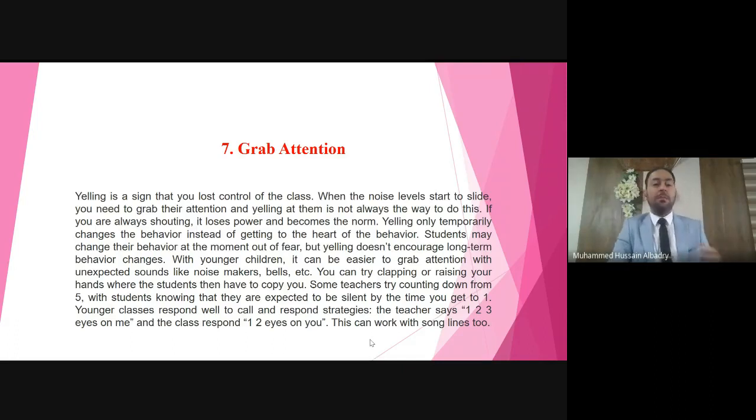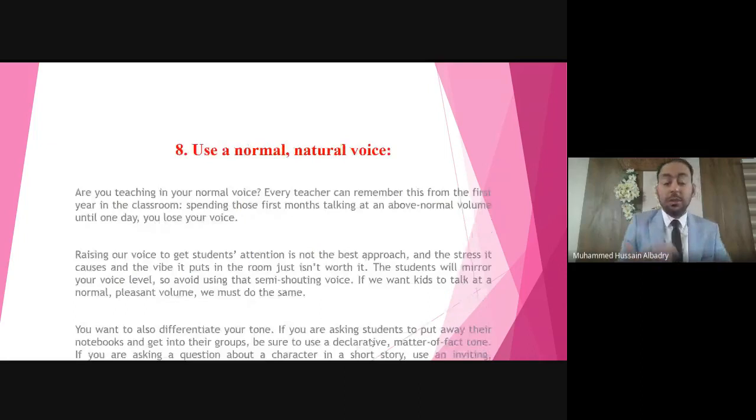We can even make some techniques. You see here this technique. Don't use this technique, yelling and shouting at the student. This is something wrong.